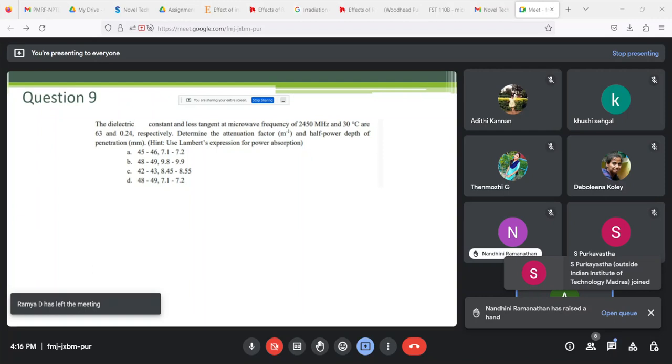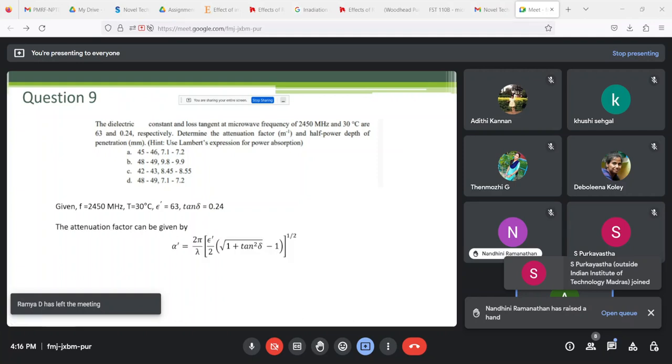I don't think this is actually covered in your video lectures, but this was a part of your previous year assignments. So given the frequency is 2450 megahertz, temperature is 30 degrees Celsius, and your dielectric constant is given as 63, which is epsilon dash, and loss tangent is tan delta. Loss factor and loss tangent are all the same. So loss tangent is tan delta, which is equal to 0.24.